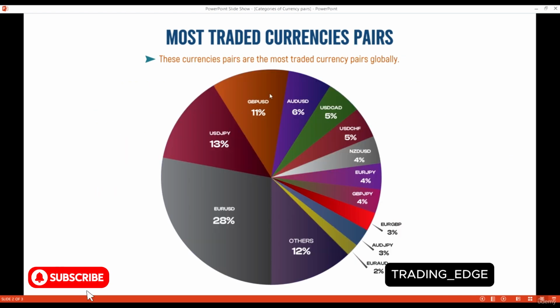Then in the next slide here, we have the most traded currency pairs. Now these currency pairs are the most traded currency pairs globally. Here we see that we have the currency pairs, and then we have the percentage of global trade in the forex market. So we have the Euro USD at 28% of trade.